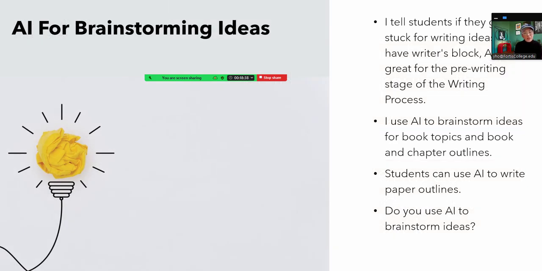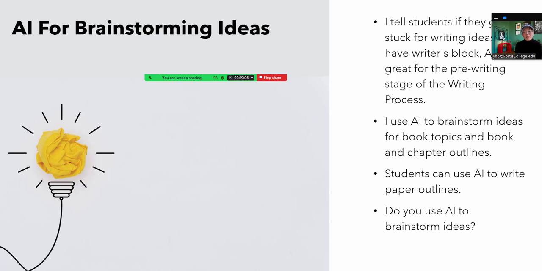I tell students that if they're stuck for ideas or if they have writer's block, then AI is a great way for the pre-writing stage of the writing process. So let's say you can't come up with a topic for your persuasive essay. Then you would give a prompt: give me 10 essay topics for a persuasive essay, or give me 10 essay topics for a narrative essay.